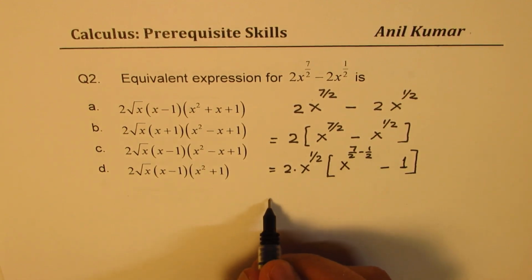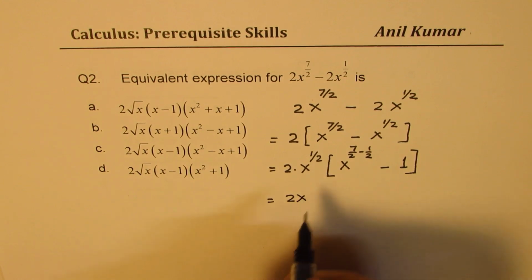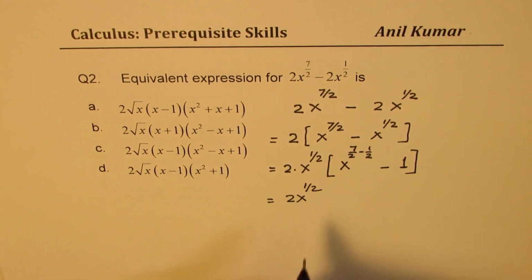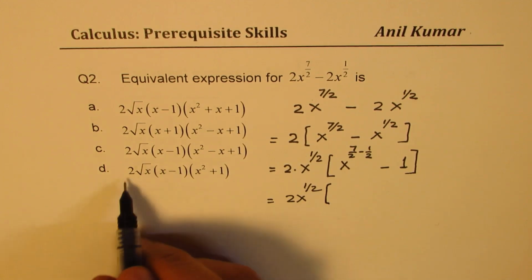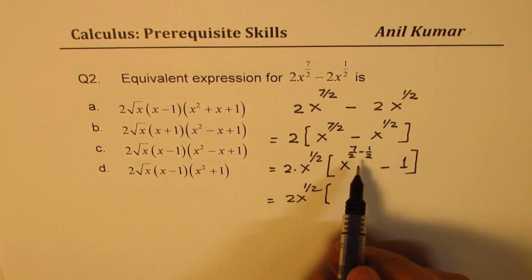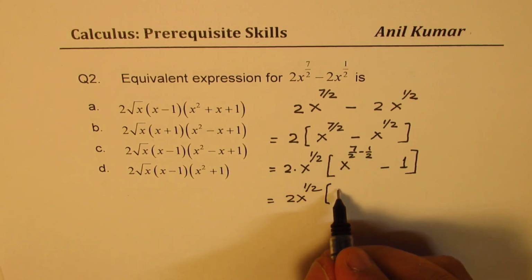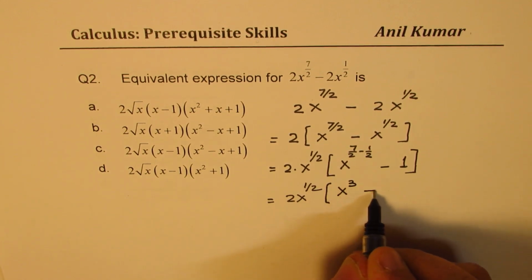Now what is that equal to? x to the power of half is actually square root x. So we have got the first term. And here 7 minus 1 is 6. 6 divided by 2 is 3. So we get x cube minus 1.